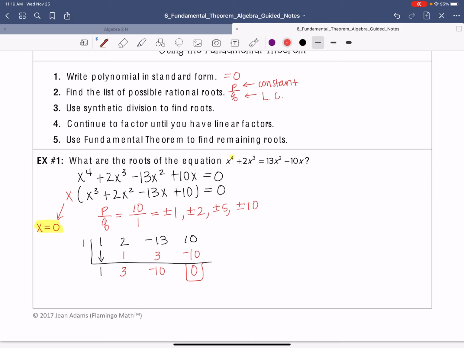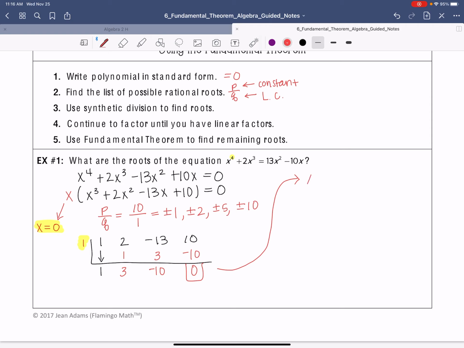Okay, don't lose it. Sometimes we get confused and we lose it. So my second answer to this is 1. So far I have 2 answers, 0 and 1. Now we need to go ahead and figure out the last 2. Okay, so this answer now is a quadratic, x squared, x, constant. So now I have a quadratic, so we're going to go ahead and write that out. And you guys know a million different ways to solve a quadratic.